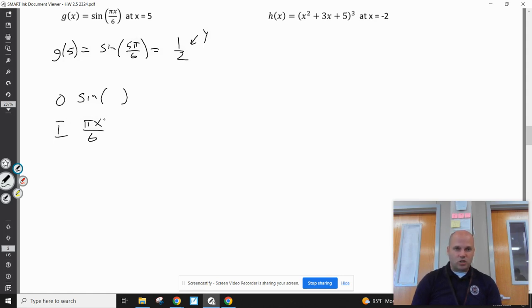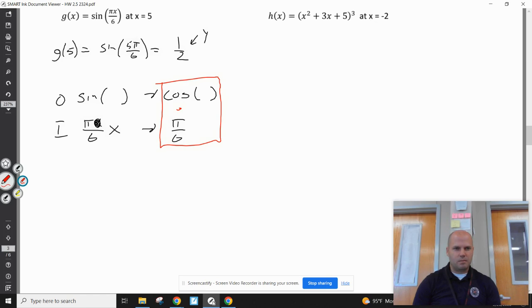I love looking at this one. This confuses a lot of students. What I'm going to do, so it makes sense, is think about it as being a coefficient of x, like 5x. The slope of 5x is 5. The slope of pi over 6 x is pi over 6. Slopes of sine or cosine, here are the derivatives of my composed functions. Multiply them together, and I got this pi over 6 cos pi x over 6.